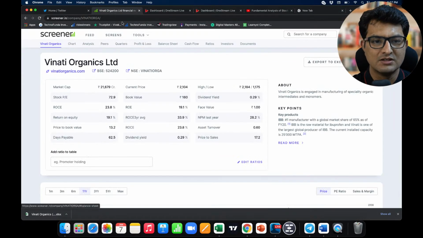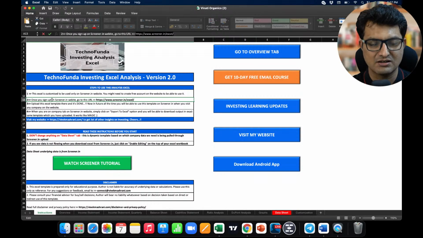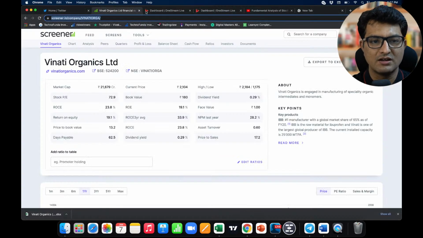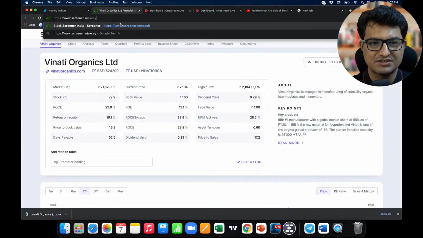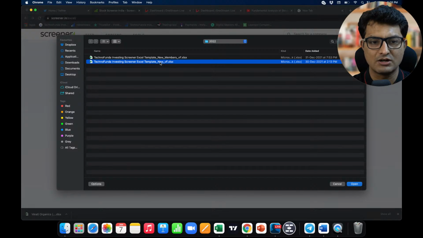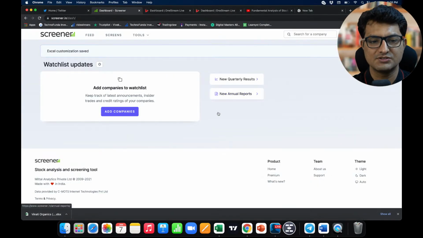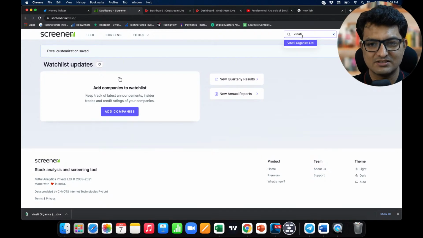So it's very simple. You just need to go to the first instructions tab, and there is a step 2 which is mentioned. So first sign up on the screener.in website, and then you go to this particular link. I'm pasting the link again, screener.in/excel. It will ask you to choose the file. So choose the file which you have downloaded, the Excel which I have given to you, and just click on open and then click on the upload button. That is where it will get uploaded, and it is just a one-time exercise. Once you have done it, it's done forever.